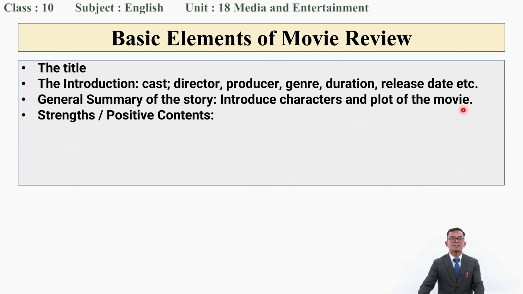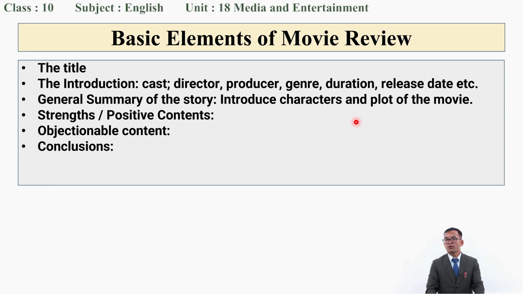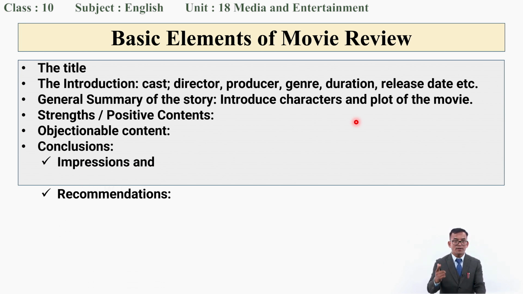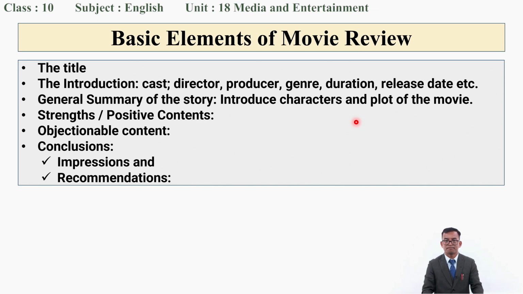And then you go for strengths, the positive contents, what the strengths of the movie are. And if you feel there is some objectionable content or things that should be corrected, you can also mention them. And then you can go for conclusions. Before going for conclusions, you keep in mind two things: your impressions and recommendations.